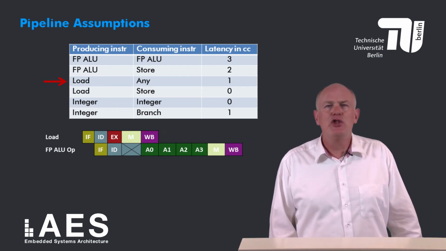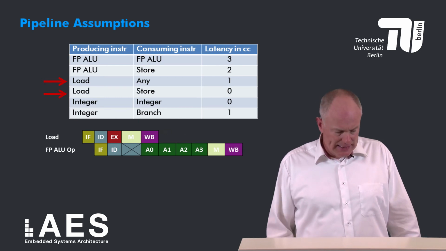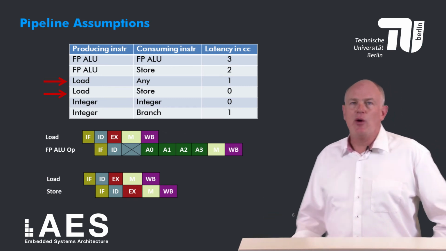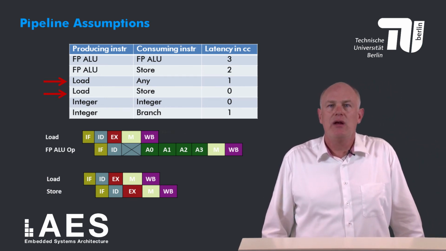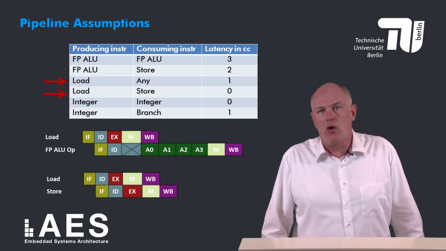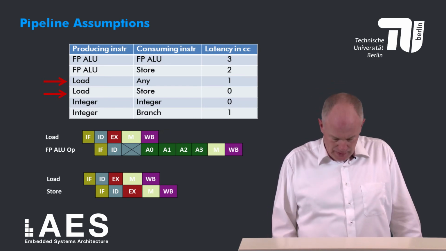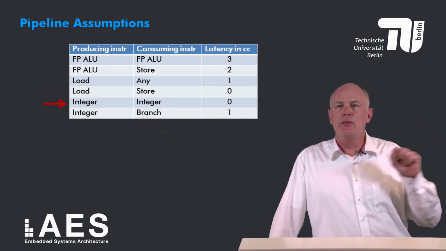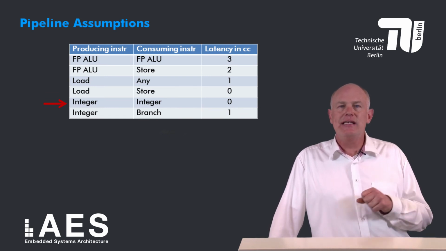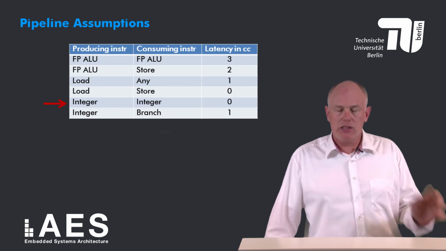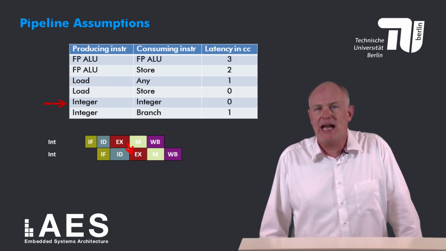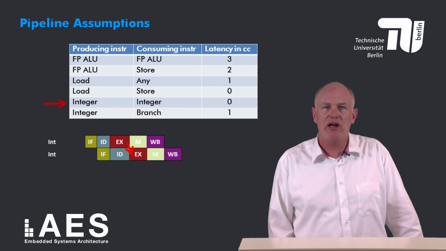and corresponds to the by now well-known load-use data hazards. On the other hand, if the consuming instruction is a store, then the latency is 0 cycles. This is illustrated in this diagram. Because the value loaded can be forwarded from the mem stage of the load to the mem stage of the store, no stall cycles are required. Finally, when the producing and consuming instructions are both integer instructions, the latency is again 0 clock cycles, because the result can be forwarded from the X stage of the first to the X stage of the second, as this pipeline execution diagram illustrates.